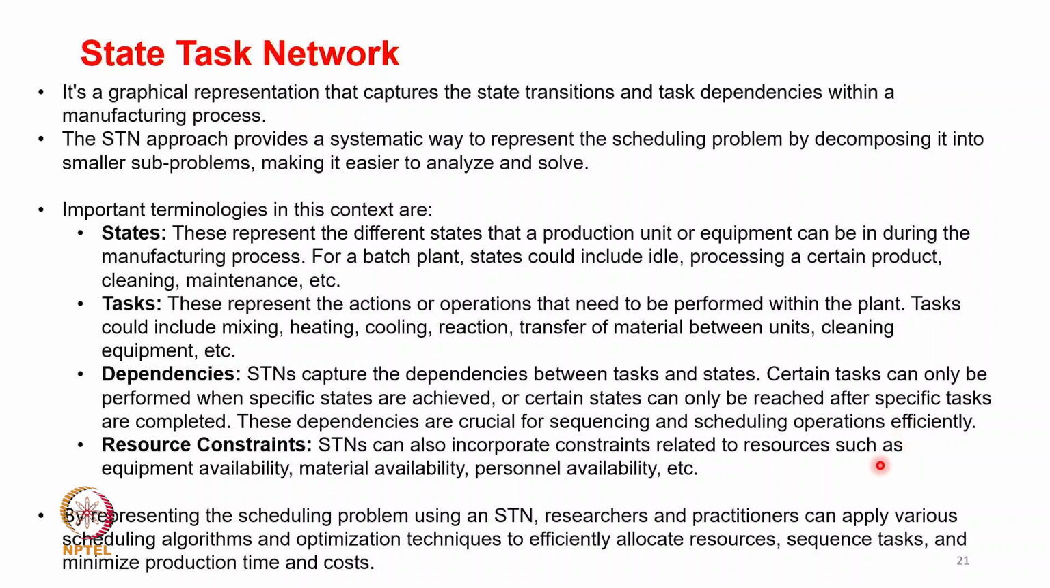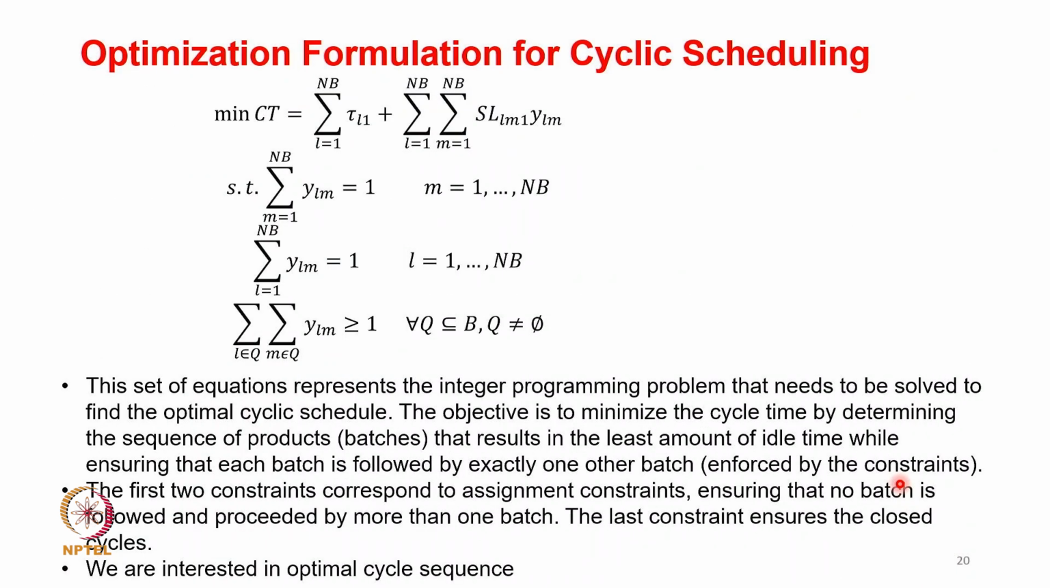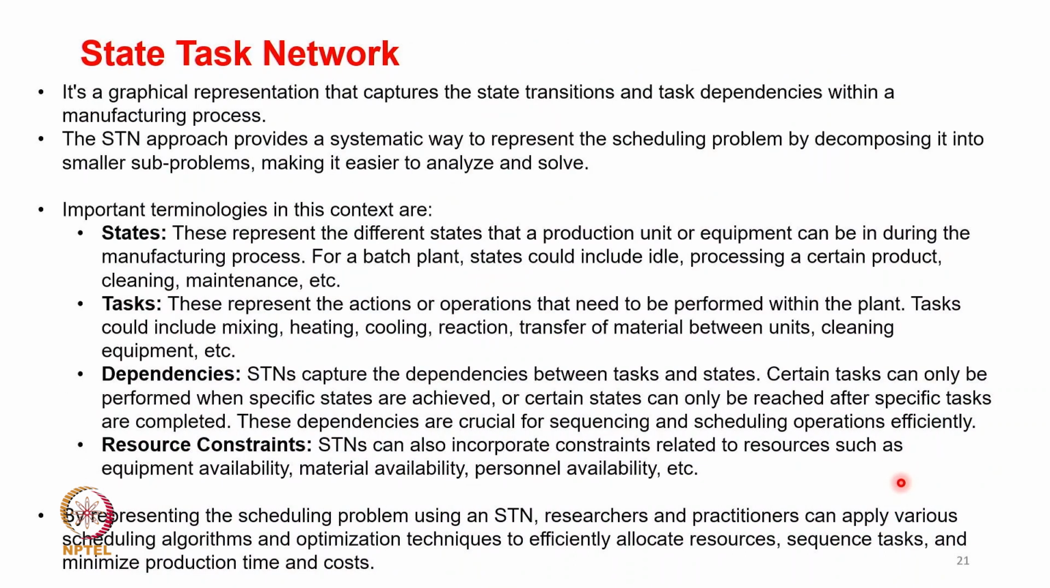So by representing the scheduling problem using a state task network, researchers and practitioners can apply various scheduling algorithms and optimization techniques to efficiently allocate resources, sequence tasks, and minimize the production time. Like in this case, we solve this problem by cyclic scheduling to identify the minimum cycle time that minimizes the cyclic sequence.